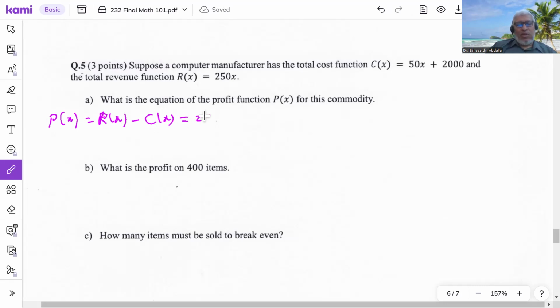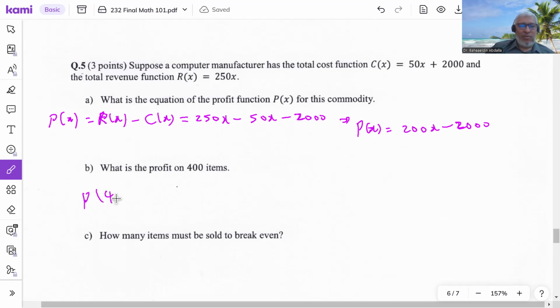So it's 250x minus 50x minus 2000, because when you subtract the cost, you change the signs of both terms. So the profit would be 250 minus 50, that's 200x minus 2000. What is the profit on 400 items?